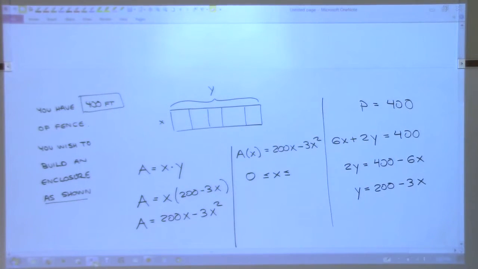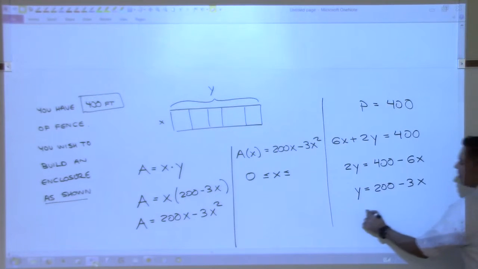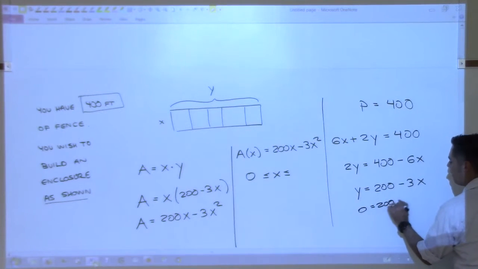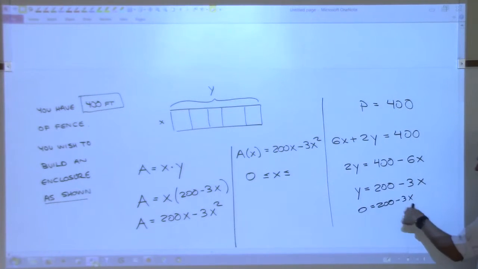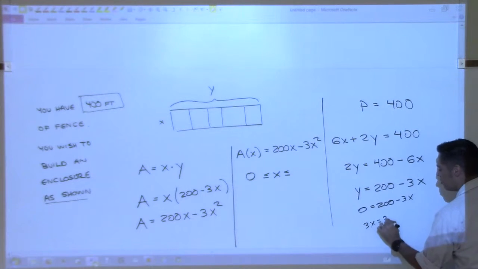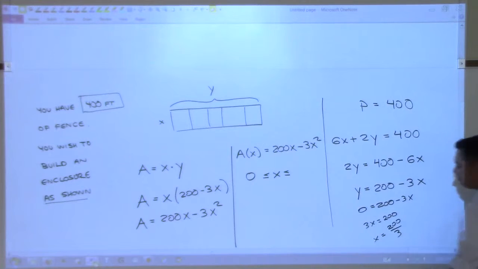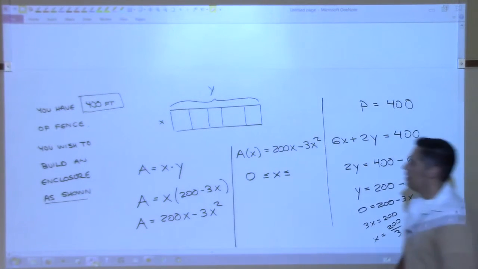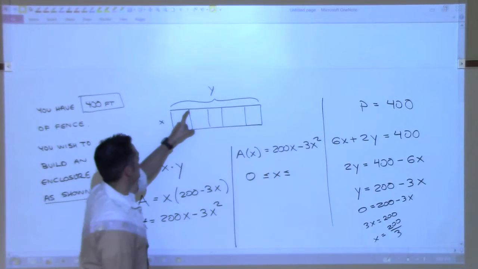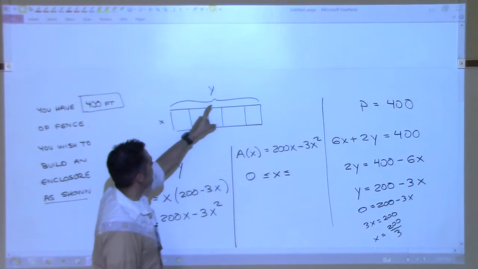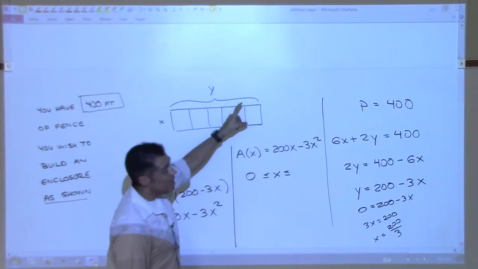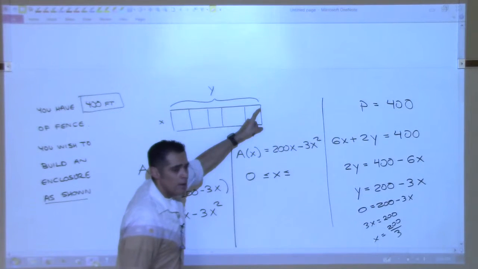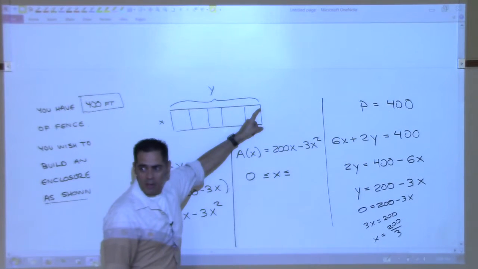Yeah, so you just set it up like an equation. You just move things over. So you could do 3x equals 200, then divide 200 over 3. The way you can think about it is, if this is 200 over 3, and this, and this, and that, and that, and that, then you've used up all 400 feet of your fence.